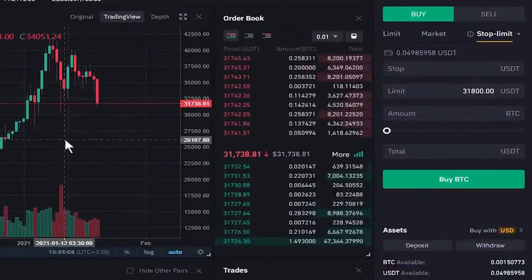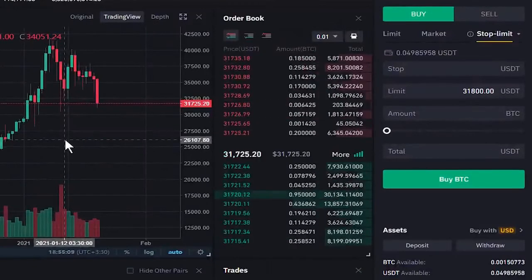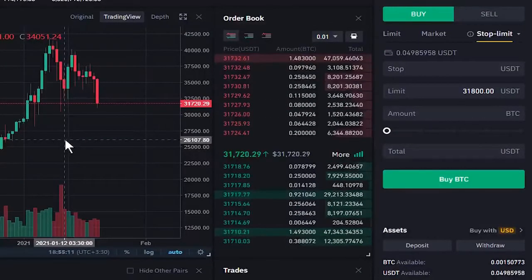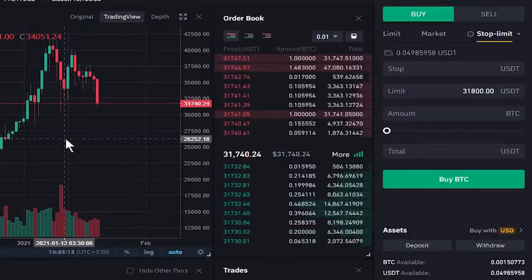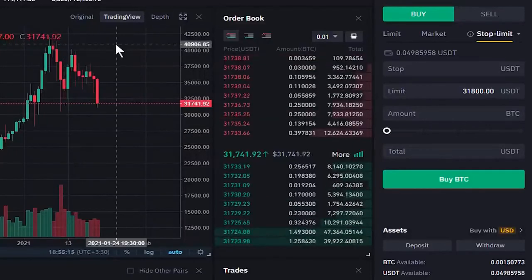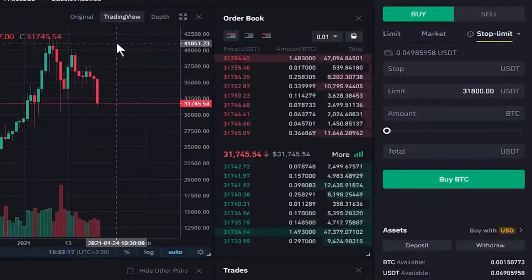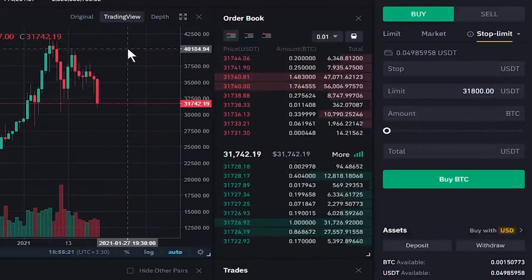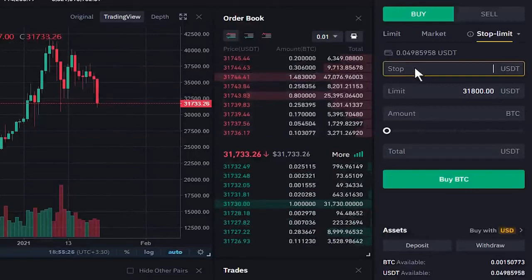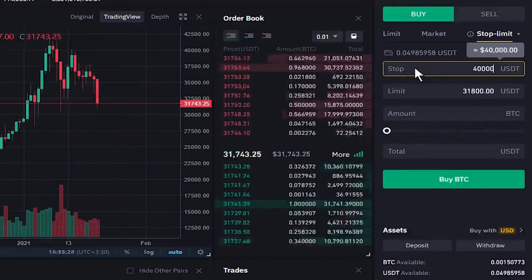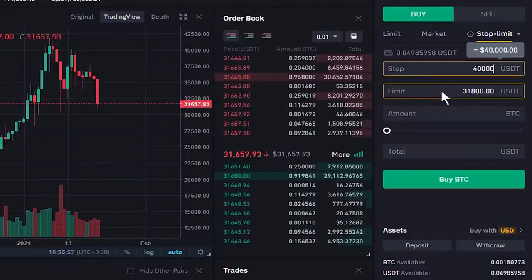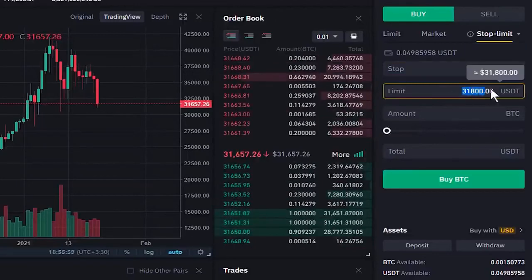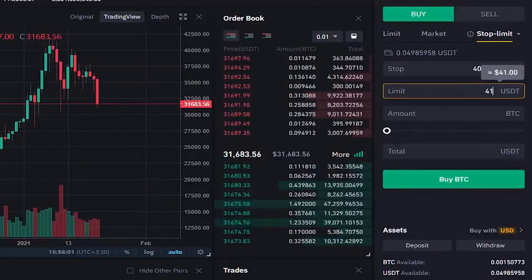A stop limit buy order is useful, for example, when you forecast the start of an uptrend, when the price possibly breaks a resistance level and you think after breaking that the price is going to advance. So consider this level is 40,000 and we set the stop price to 40,000 here, and for the limit price we set it a little higher. For example, we set it on 41,000.